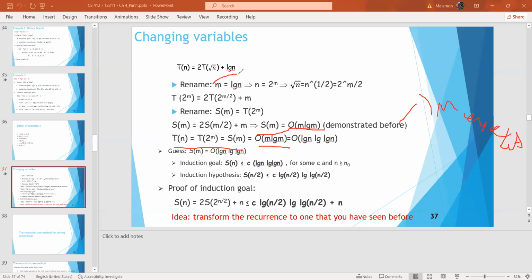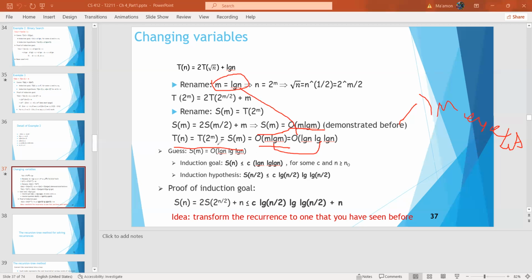Now, M, we have M here. M equal log N. And we have another log here. And M also equals what? Log N. M log N.